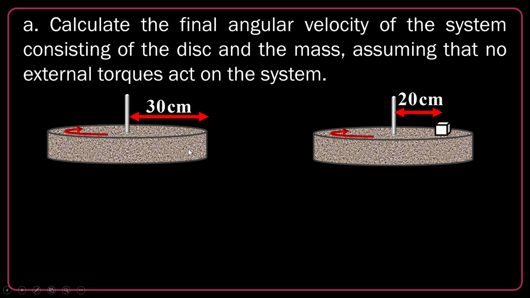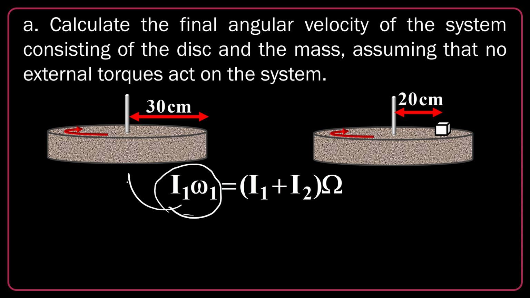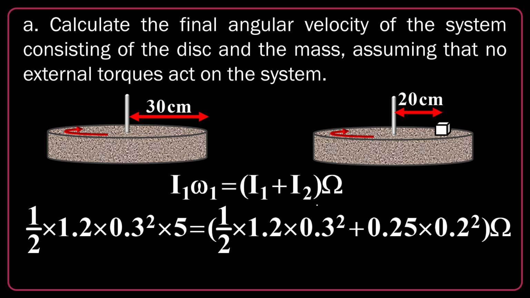Okay, we can use the conservation of angular momentum. The beginning angular momentum is I1 omega 1, just for the disk, and then the combination of the disk and the mass, I1 plus I2, times the final omega. This is the final omega after the objects stick to each other. Then we plug in the values.